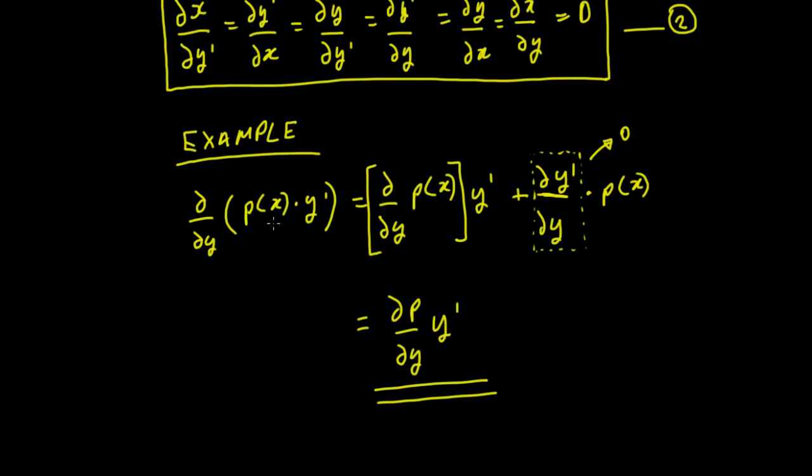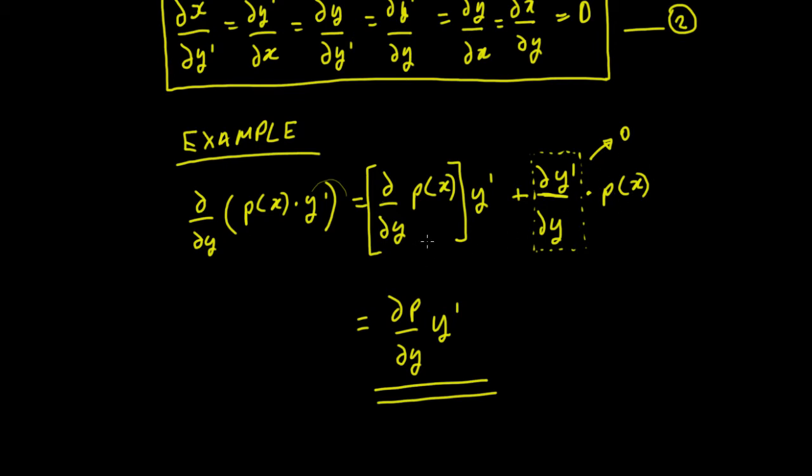So differentiating u times v, it's going to be u dv plus v du. In this instance, we're differentiating p of x with respect to y. So you get partial by partial y of p of x, and then you're going to multiply it by the y derivative. So this is differentiating that term, multiplying with y derivative. And then the second part of it is we're going to differentiate y derivative with respect to y and multiply it by the function p of x.